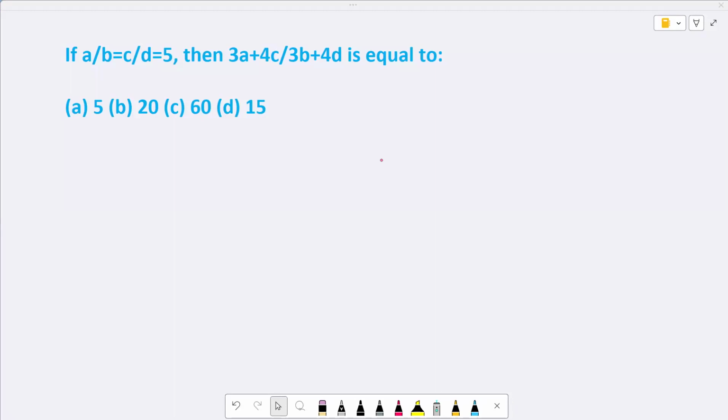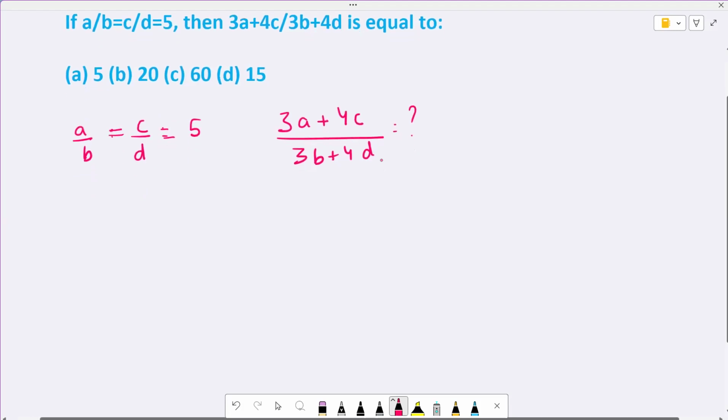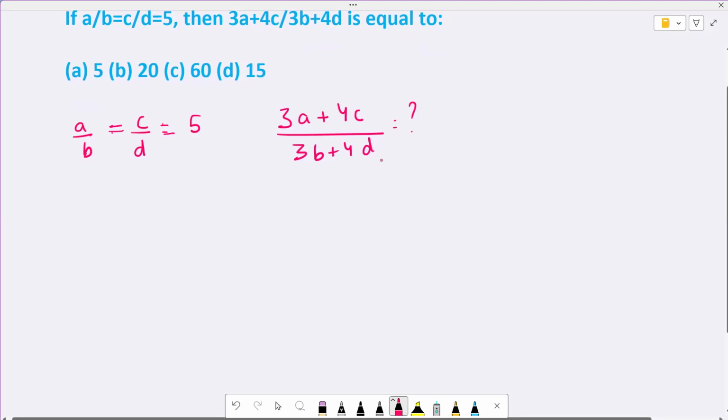So the next question says, if A/B is equal to C/D is equal to 5, then (3A + 4C) divided by (3B + 4D) is equal to what? Now, looking at it, of course, the question will appear difficult, but it is not. We just need to try to simplify things.